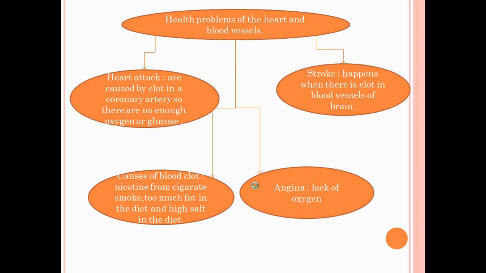A heart attack is caused by a clot in the coronary artery. Basically, there's no blood flow or not enough oxygen or glucose, so that's why you have a heart attack. A stroke happens when there is a clot in the blood vessels of the brain. Causes of blood clots: the main causes are nicotine from cigarette smoke and too much fat and salt in the diet.